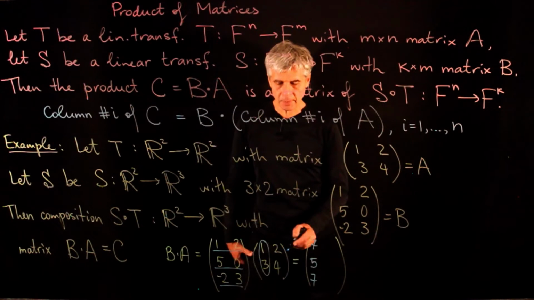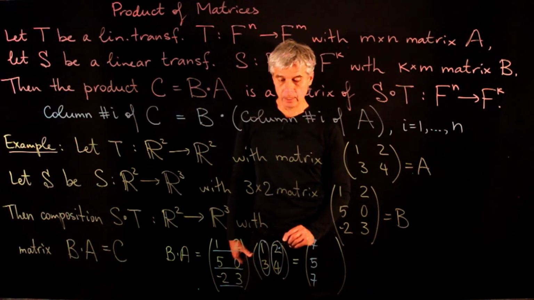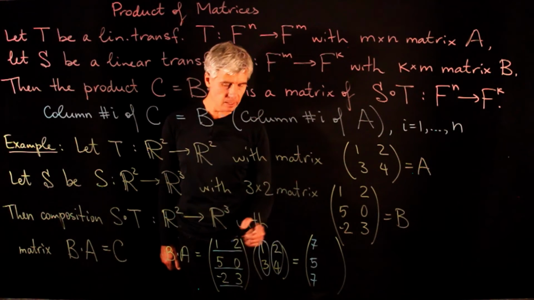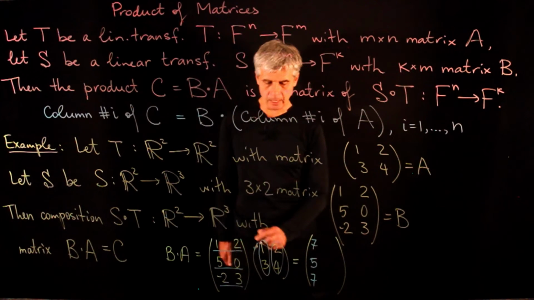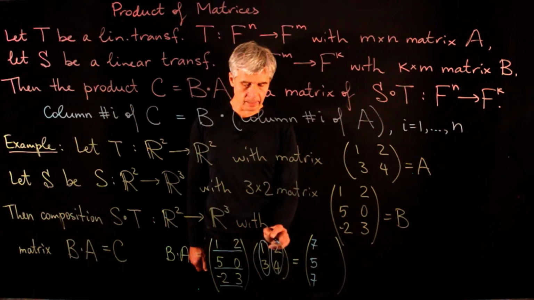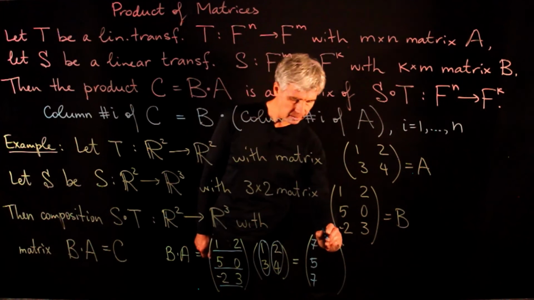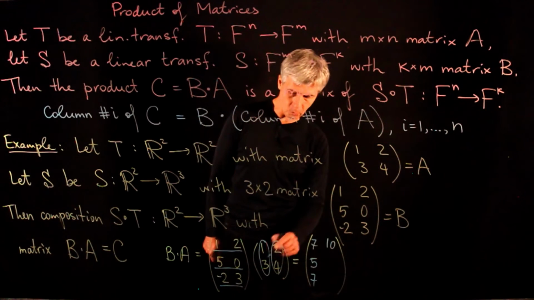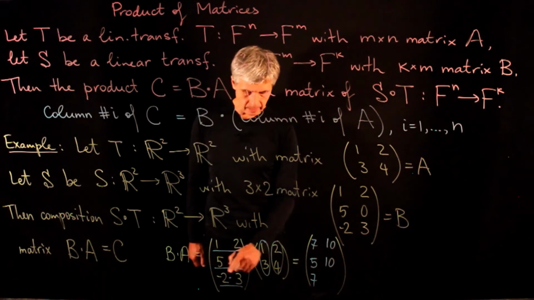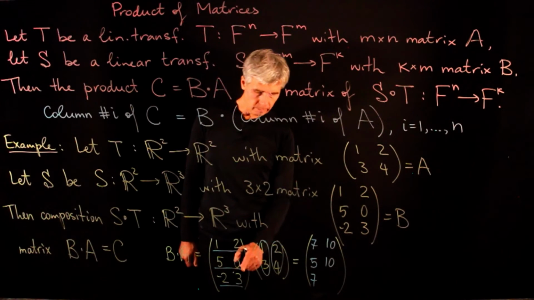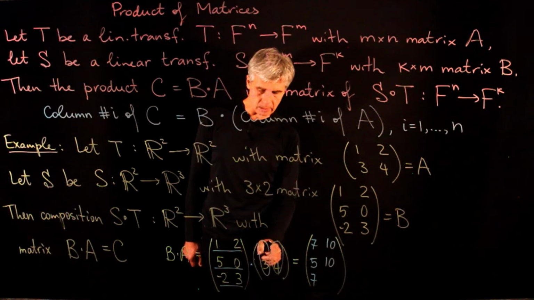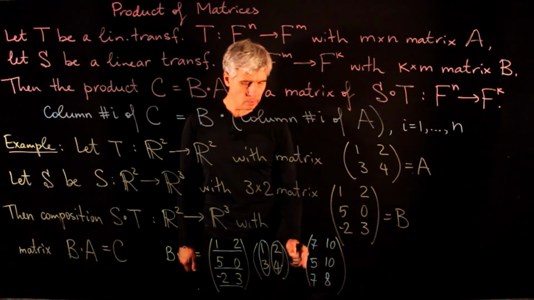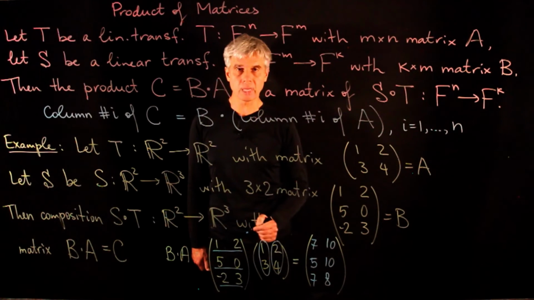Now we do the same thing, only now with the second column, right? So the second column of the product is the product of matrix B with the second column of matrix A. So here we have 1 times 2 plus 2 times 4, that's 10. 5 times 2 plus 0 times 4, that's 10. And negative 2 times 2 plus 3 times 4, so this is 12 minus 4, that's 8. So this matrix is the product of these two matrices.